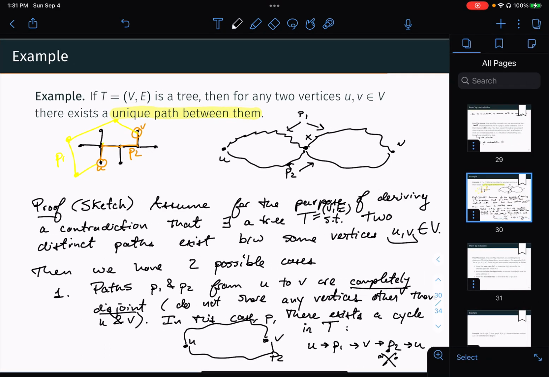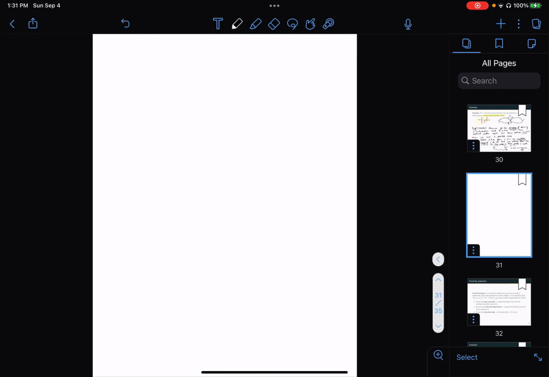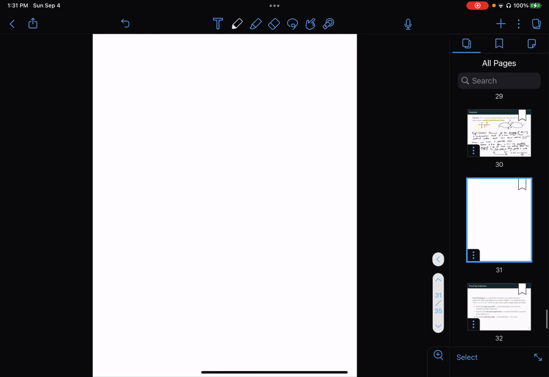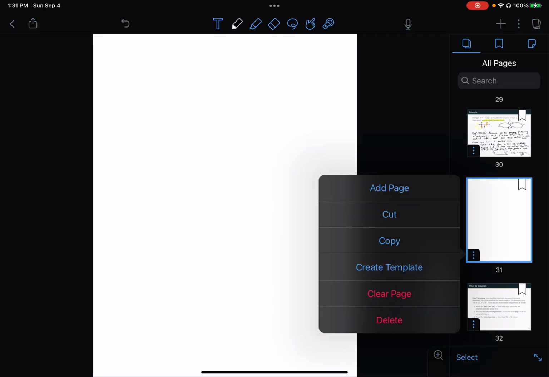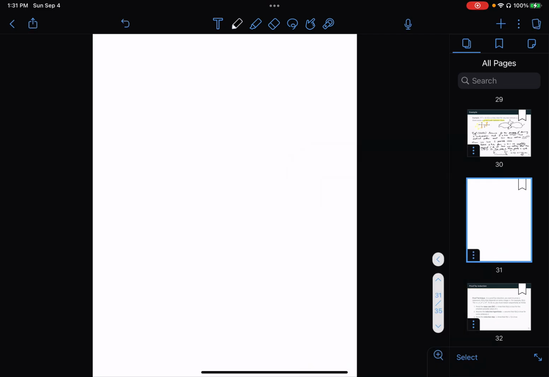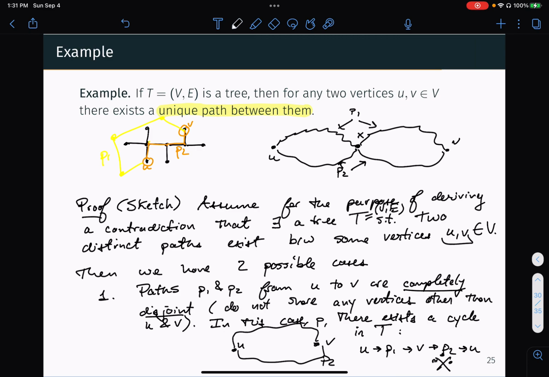For the second case, I think I'll try to add a page. Okay, I don't want to put it there. Oh, no, okay, I did. Okay. I'd rather it not be horizontal. Okay, whatever.